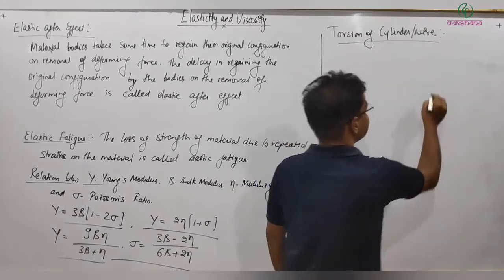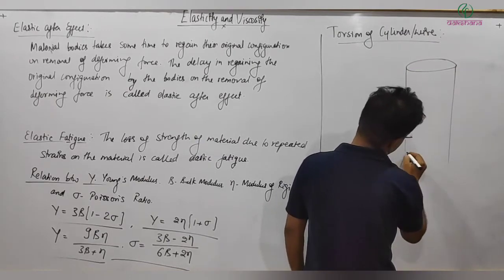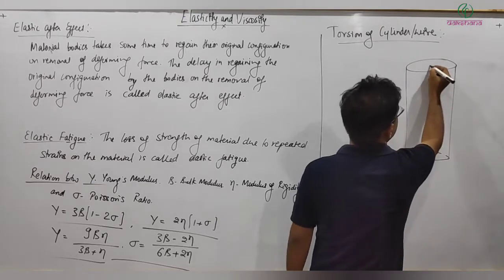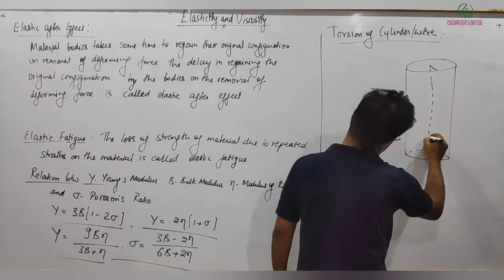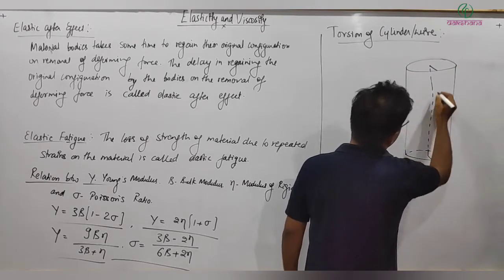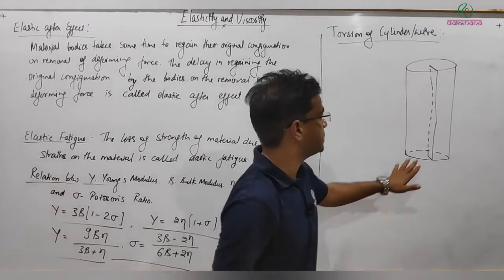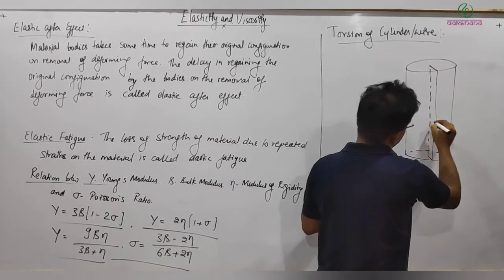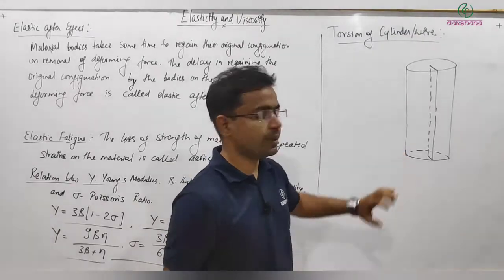So let's consider this is a cylinder, and this is the center. I am drawing it. This is simply one foot that I have considered, the part of one cylinder. Now initially it's in this shape and orientation.